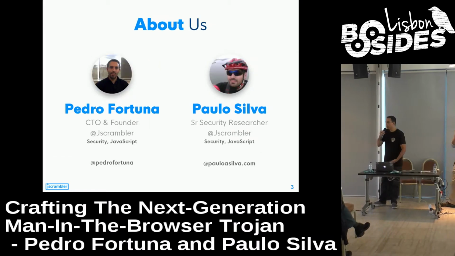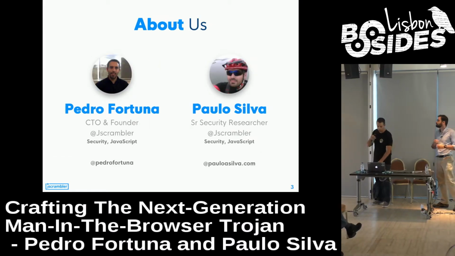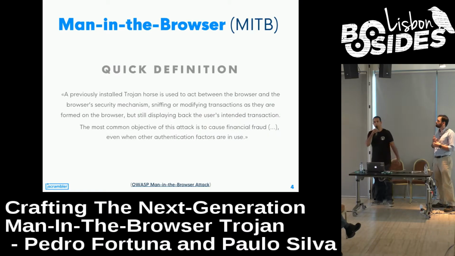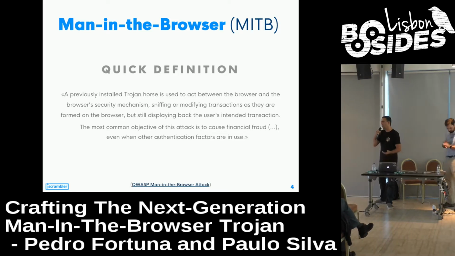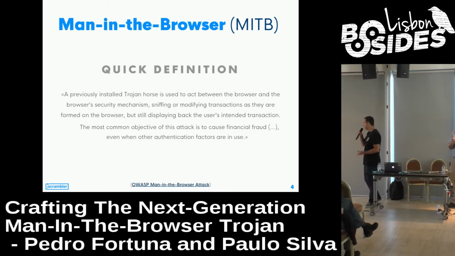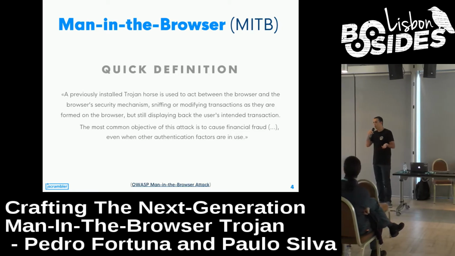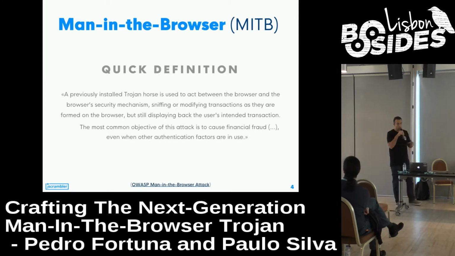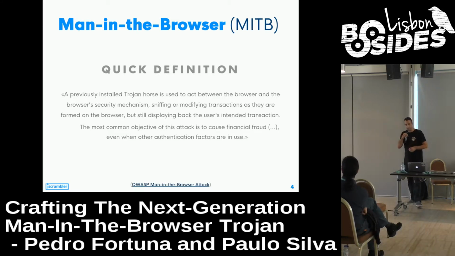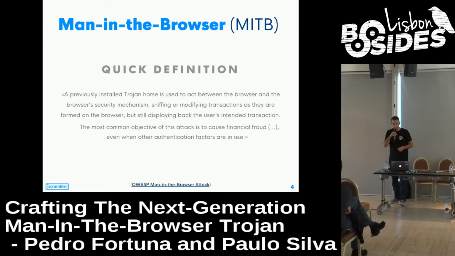So for the ones that are not familiar with the man-in-the-browser attacks, we chose to quote the OWASP definition. But basically, it all starts when a user's device gets infected, usually through some sort of email phishing campaign. I told you not to click that attached Excel file.